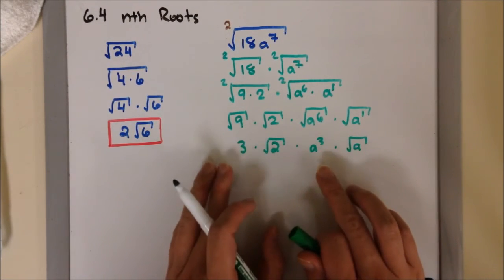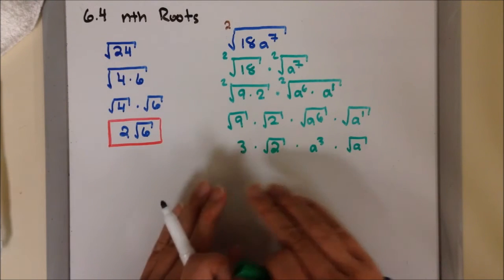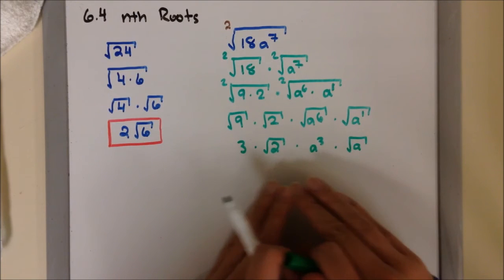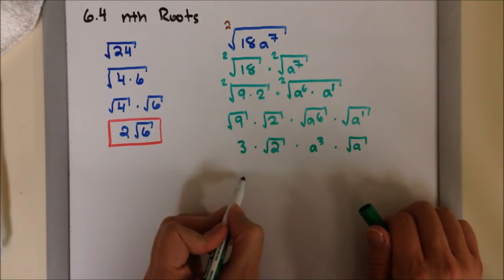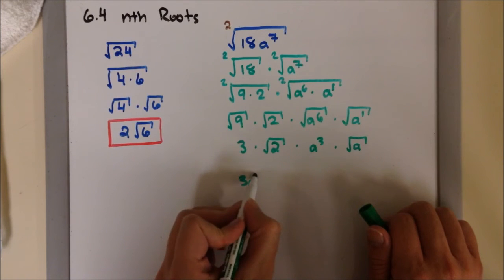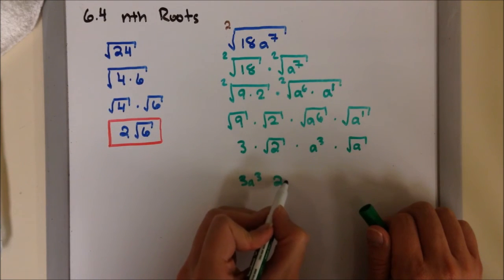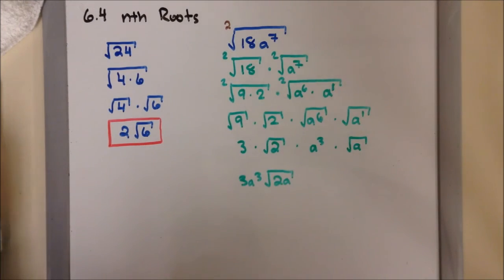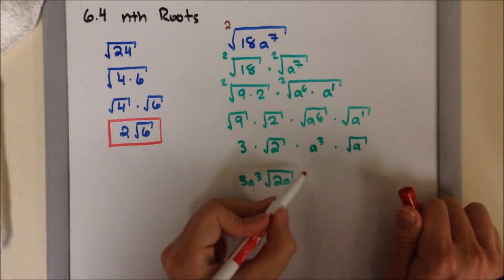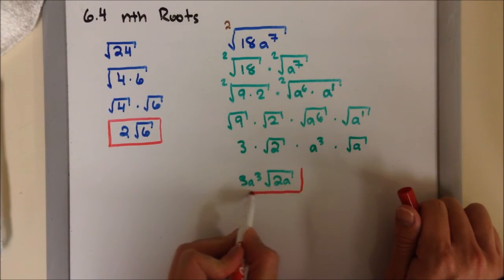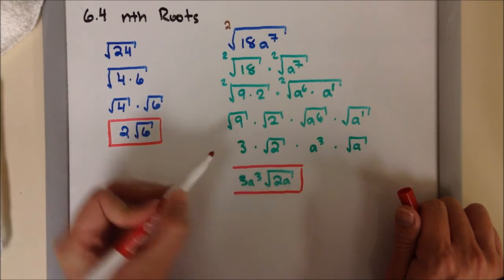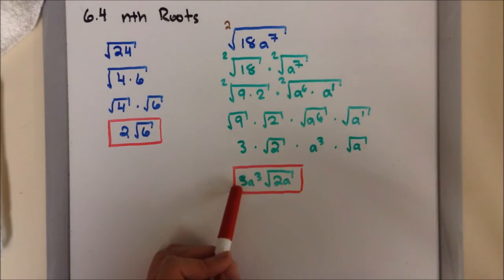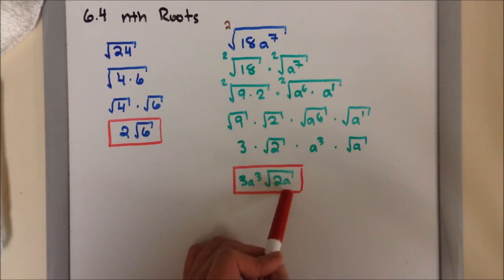So the ones that I was able to square root, I'm going to put outside. And the ones that are inside the square root, I'm going to combine together and put in the back side. So my final answer will be 3a to the 3rd power, and inside the square root is just 2a. So that would be my final answer. Again, here's my final answer, 3a to the 3rd power, square root of 2a.